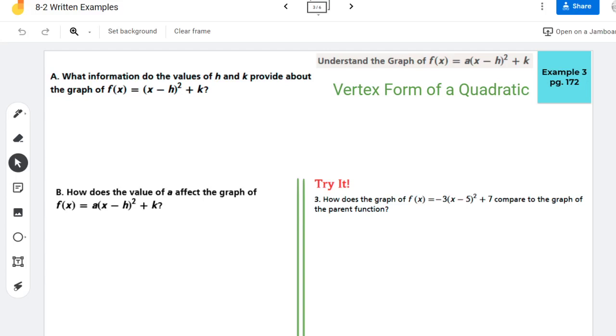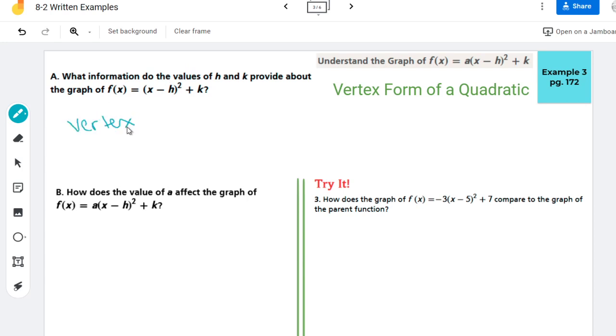In today's video, I'm covering example 3 from section 8-2 in the SavvasRealize Algebra 1 textbook. The goal of today's video is to understand the graph of a quadratic written in vertex form. Alright, so really we are taking all of our knowledge that we've gathered on A, H, and K, and we're talking about how that's going to make the graph look. So this first part of the question is just asking about H and K.